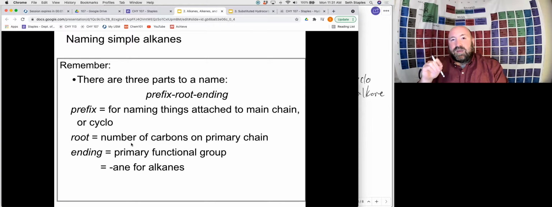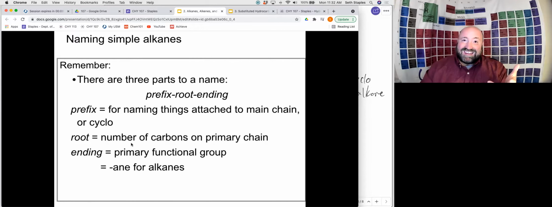The ending is whatever the primary or most important functional group is in the compound. We'll talk more about functional groups later on. For now, know that functional groups are really what give a compound its main chemistry, its main behavior. We've already talked about some. Alkanes, alkenes, and alkynes are all examples of functional groups. An alkane is a compound that has just carbon and hydrogen in it with all single bonds. An alkene has 1 or more double bonds, and an alkyne has 1 or more triple bonds.